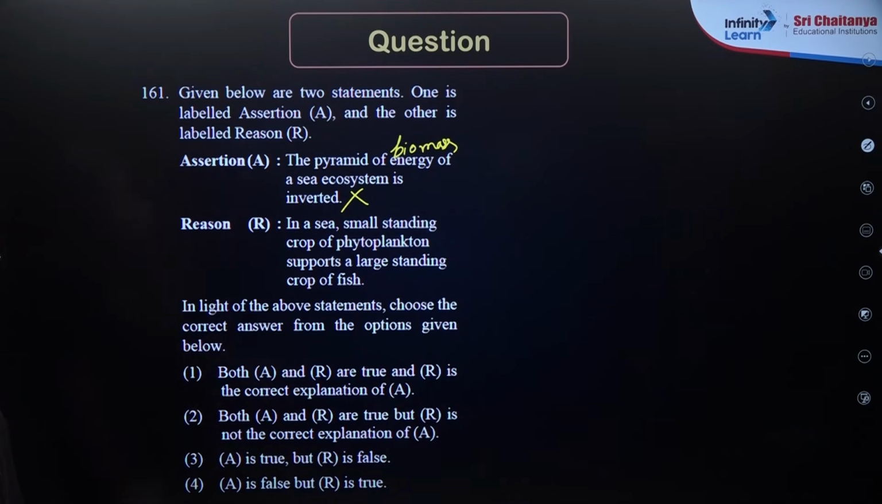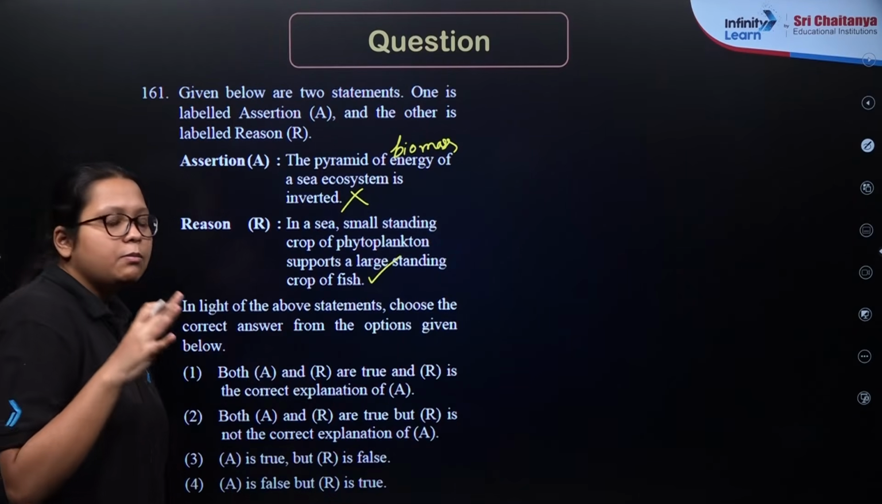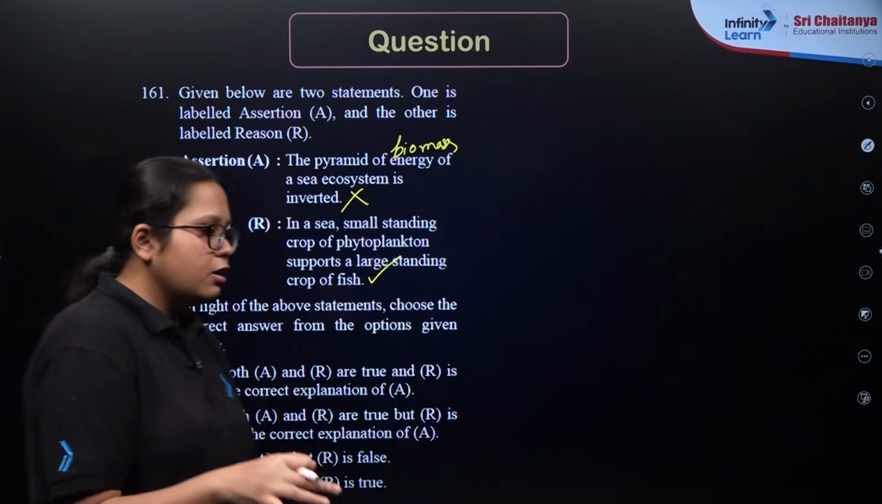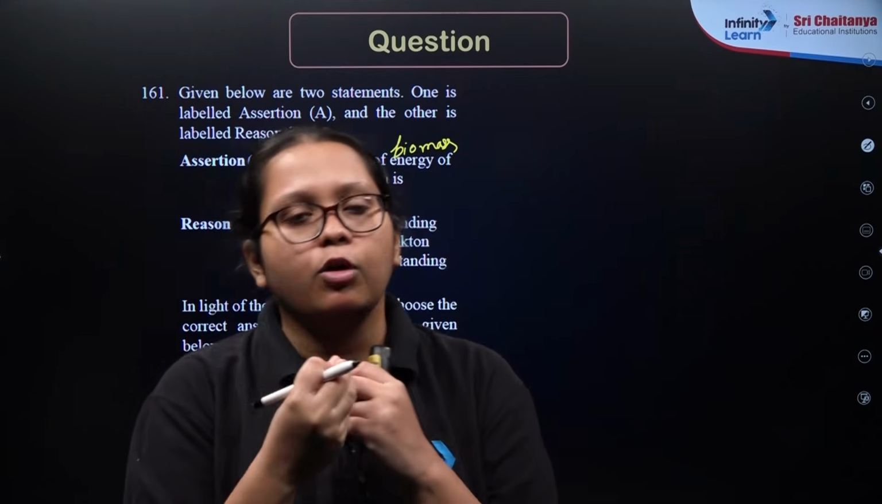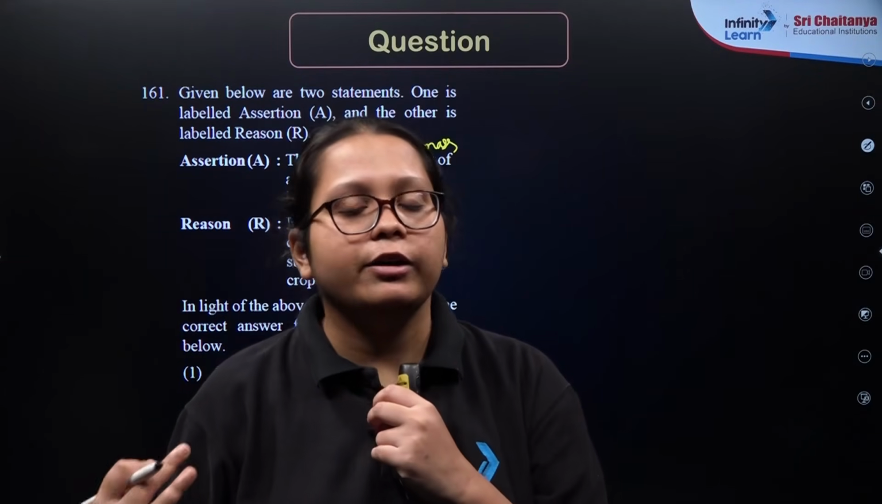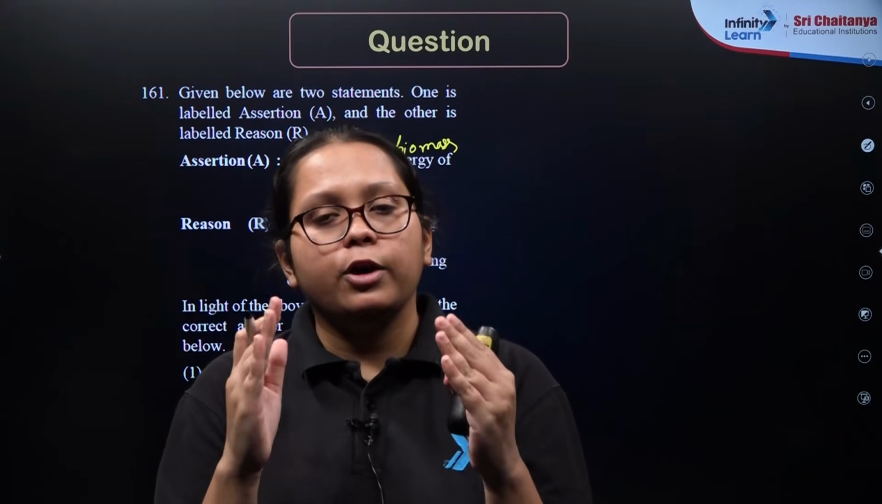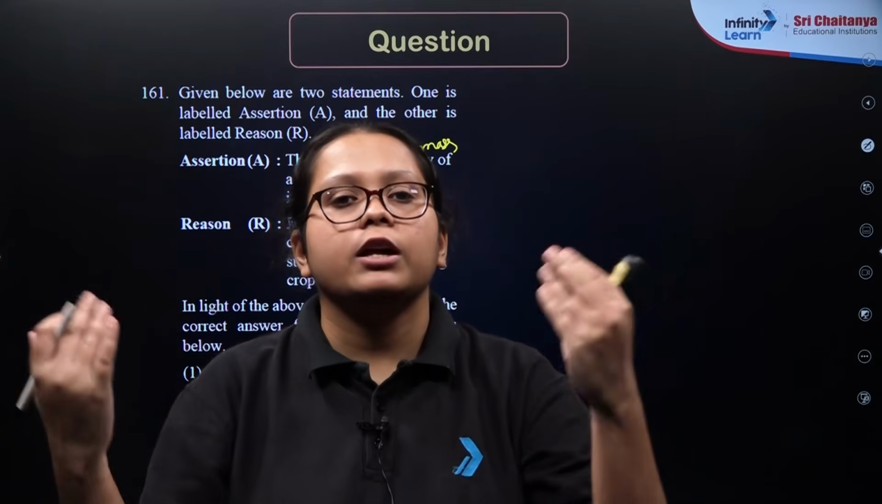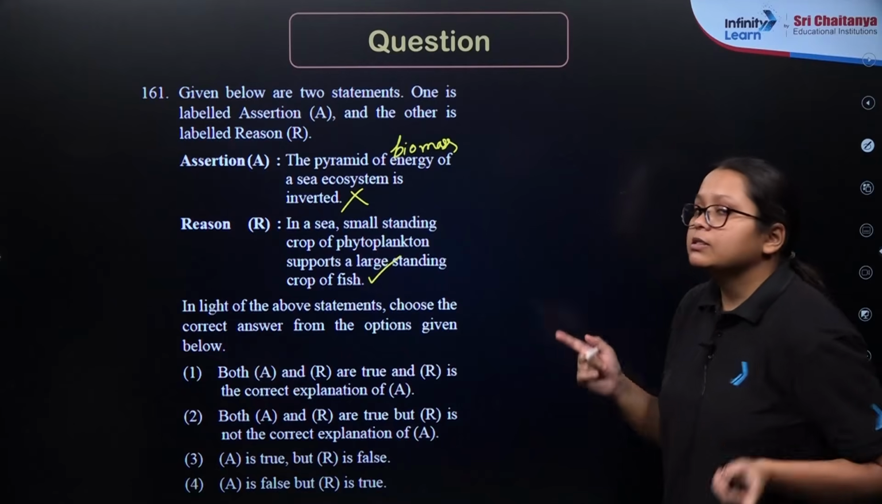Second statement, in sea, small standing crop of phytoplankton supports a large standing crop of fish, which is true. Standing crop means available biomass at a particular trophic level. So phytoplanktons, their number is very high, but they are very small. Their biomass is very small when you compare it with fishes. But the fishes are dependent on these small phytoplanktons for survival. So that's why we say that small standing crop, small biomass of phytoplankton supports the large standing crop or large biomass of fishes. That's why pyramid of biomass is inverted in sea.